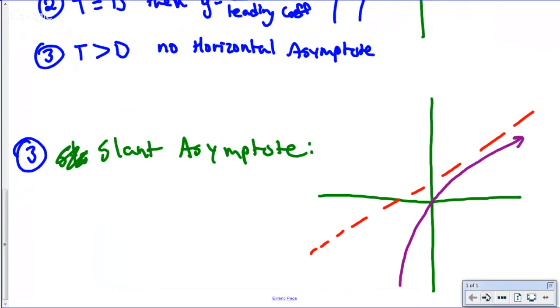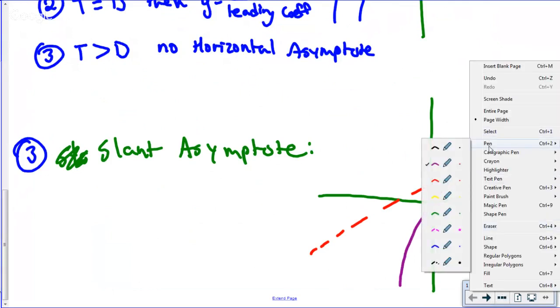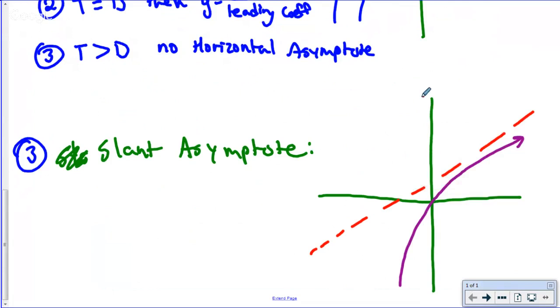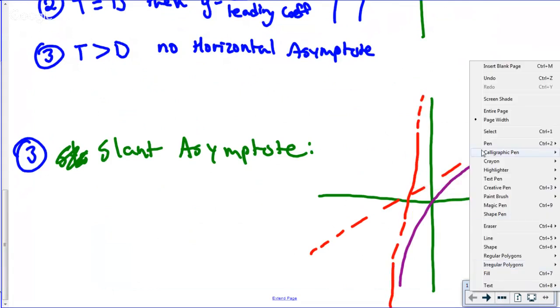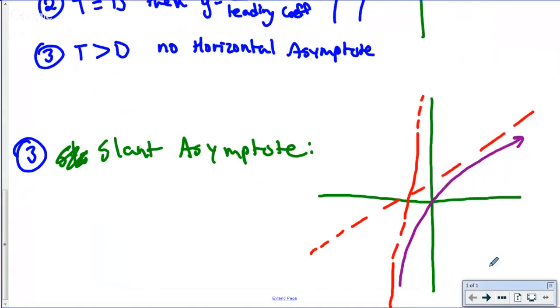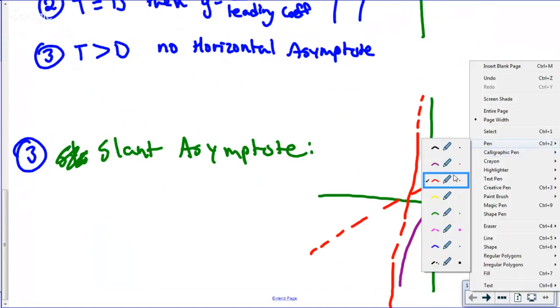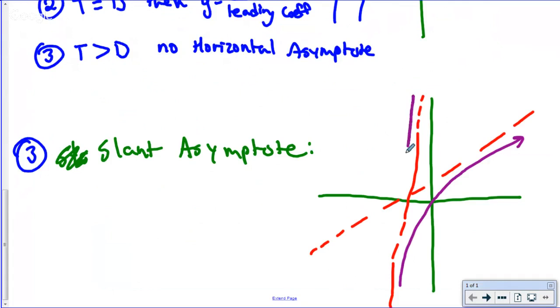Later on we'll deal with 2 slant asymptotes. So maybe I have something like this here. I've got that picture, but I also have this one over here. Any non-vertical or horizontal asymptote is a slant asymptote. We do no more than just finding out what they are. So how do I find a slant asymptote?